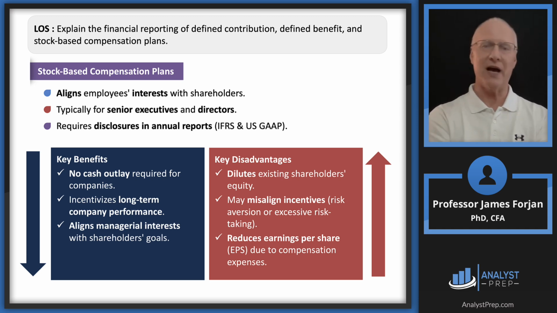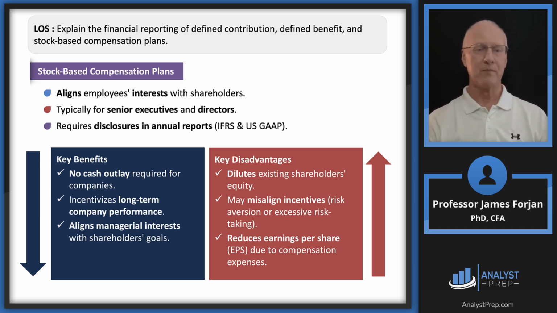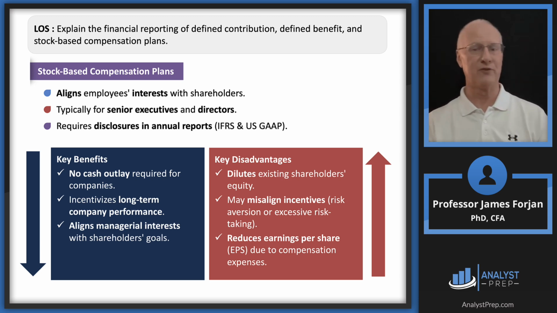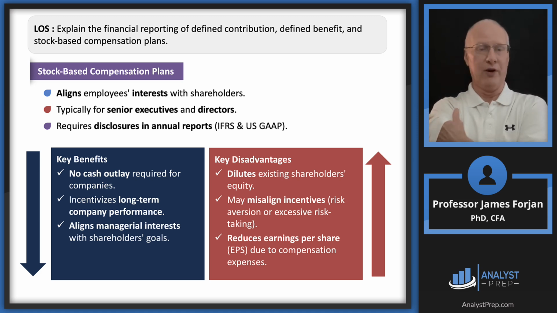That piece of paper is tied to the value of the company. So it aligns the managerial interest with shareholder goals. Disadvantages: if this is a share of stock and it's an actual share of stock, well then there's dilution. That means there are more shareholders out there, more outstanding shares. So look down at the bottom right, that last checkpoint, it's going to have some impact on earnings per share.